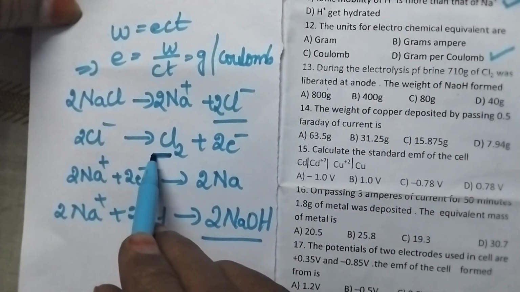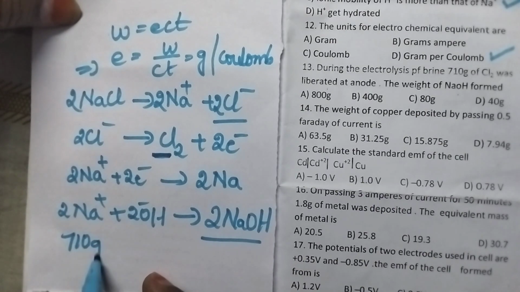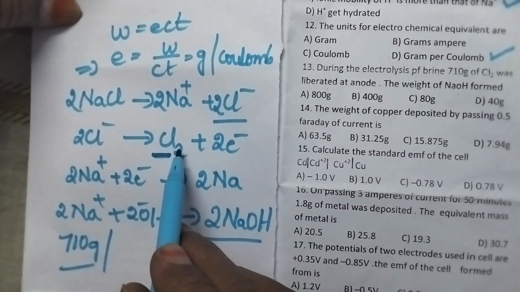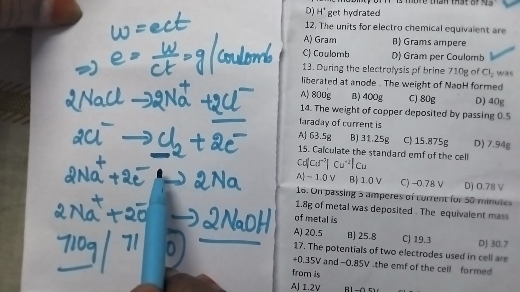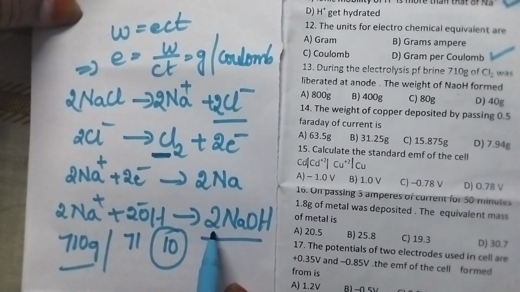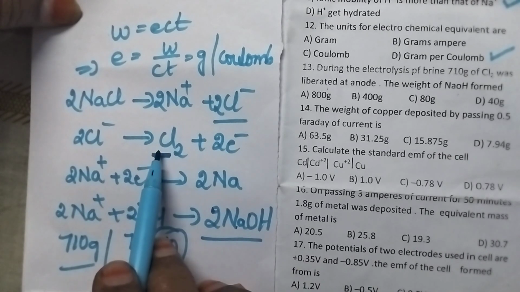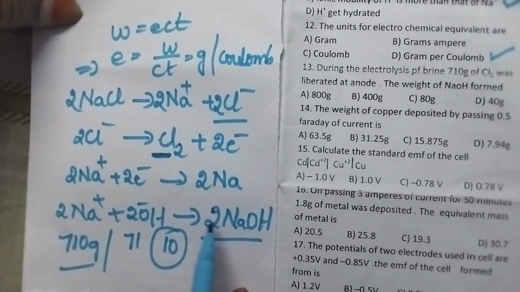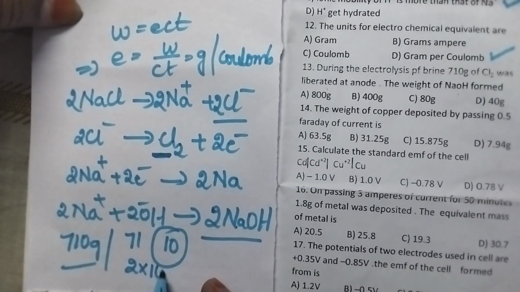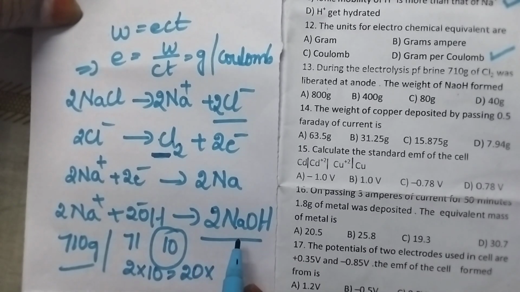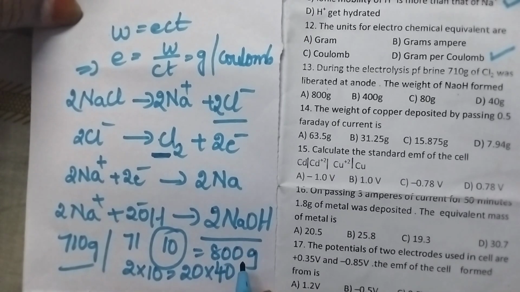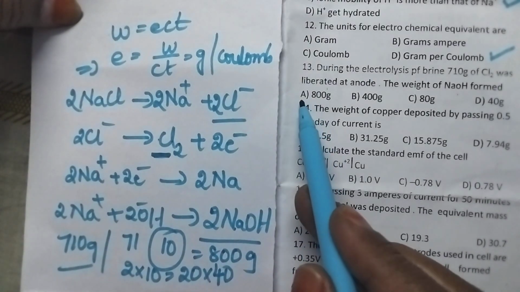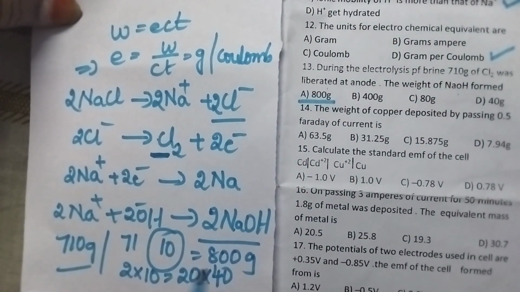Here what is the weight of the chlorine? 710 grams of chlorine is formed. So what is the atomic weight of chlorine? 71. So 10 times chlorine gas is liberated. So applying the same principle, at the cathode what happens? 2 moles of NaOH is formed, while at the anode only 1 mole of Cl2 gas is formed. So we have to multiply with 10, 20 moles. And what is the atomic weight of NaOH? 40. So finally it results in the formation of 800 grams of NaOH. So 800 grams of NaOH will be formed.